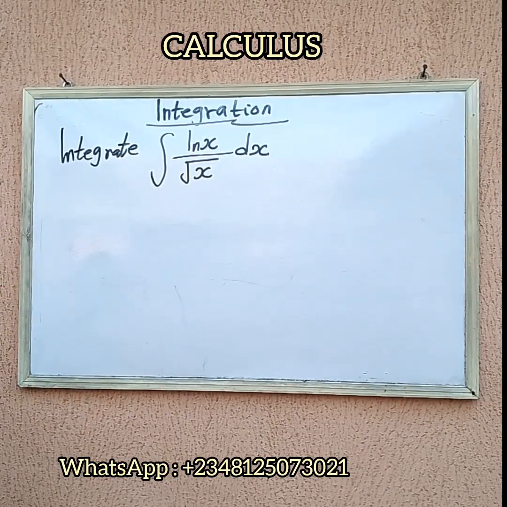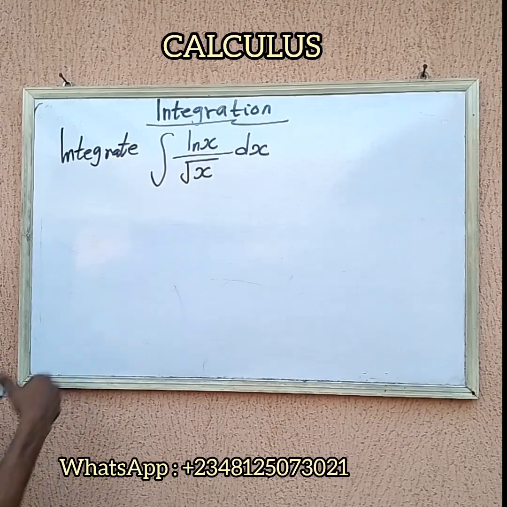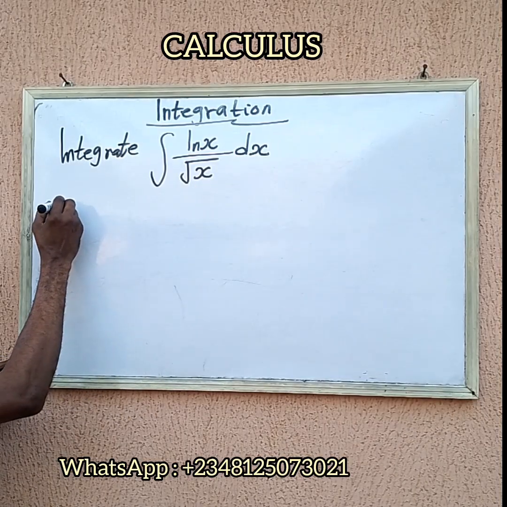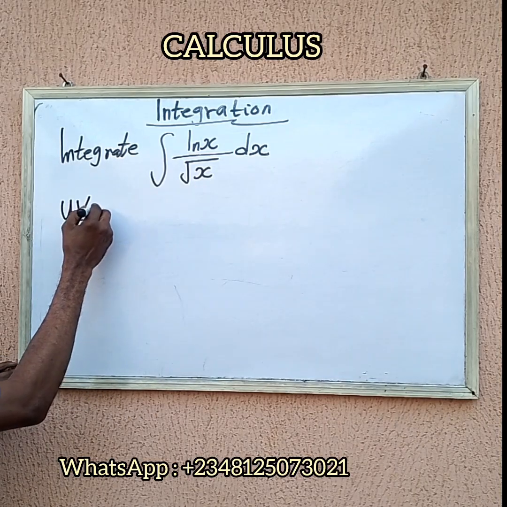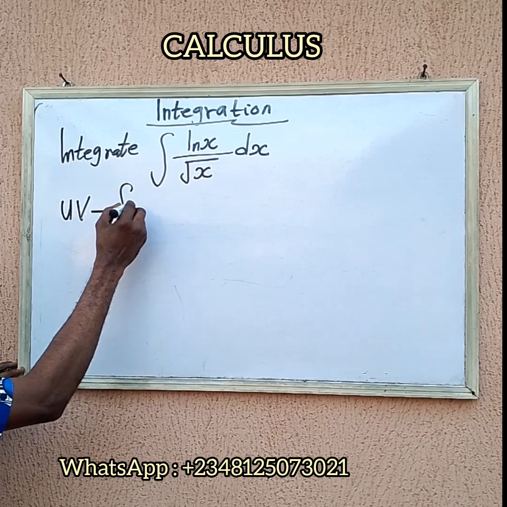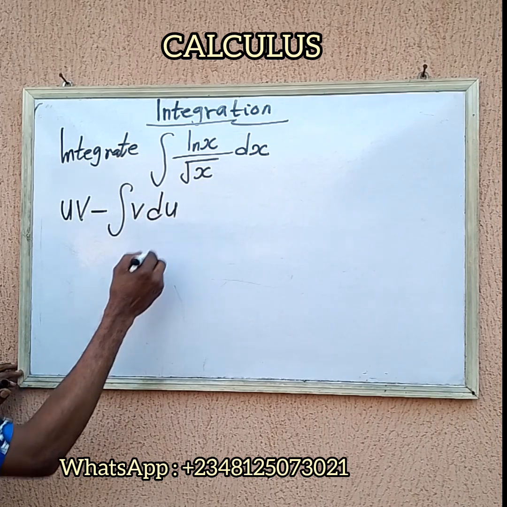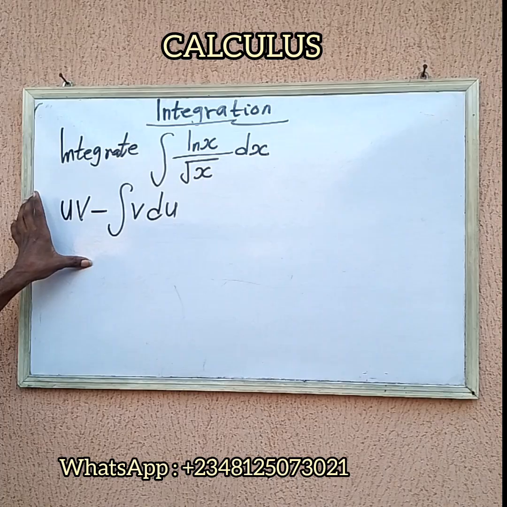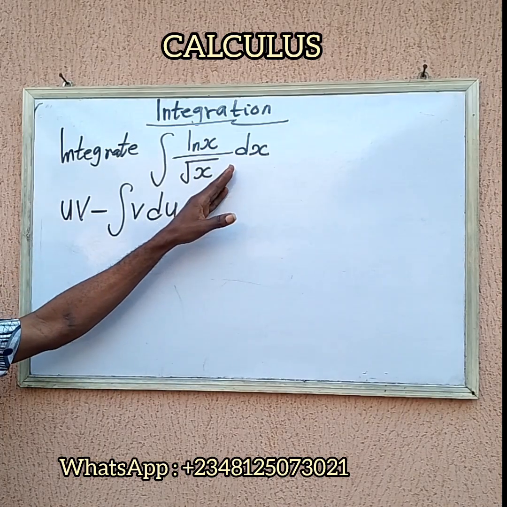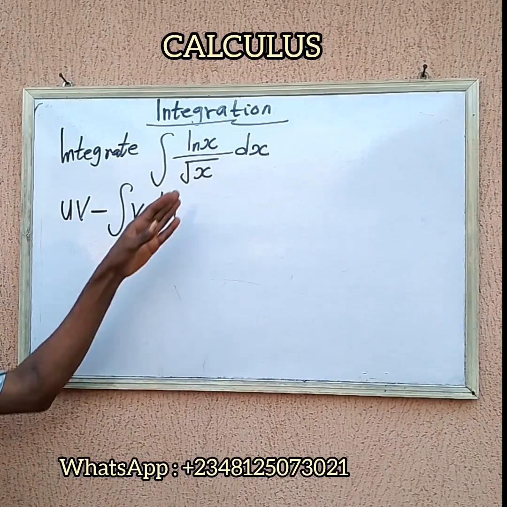Now, integration by parts, look at the formula. When we want to integrate a function like this, this is the formula we normally use. We will say uv, okay, minus the integral of v du. This is the formula which we normally use to carry out this type of question.